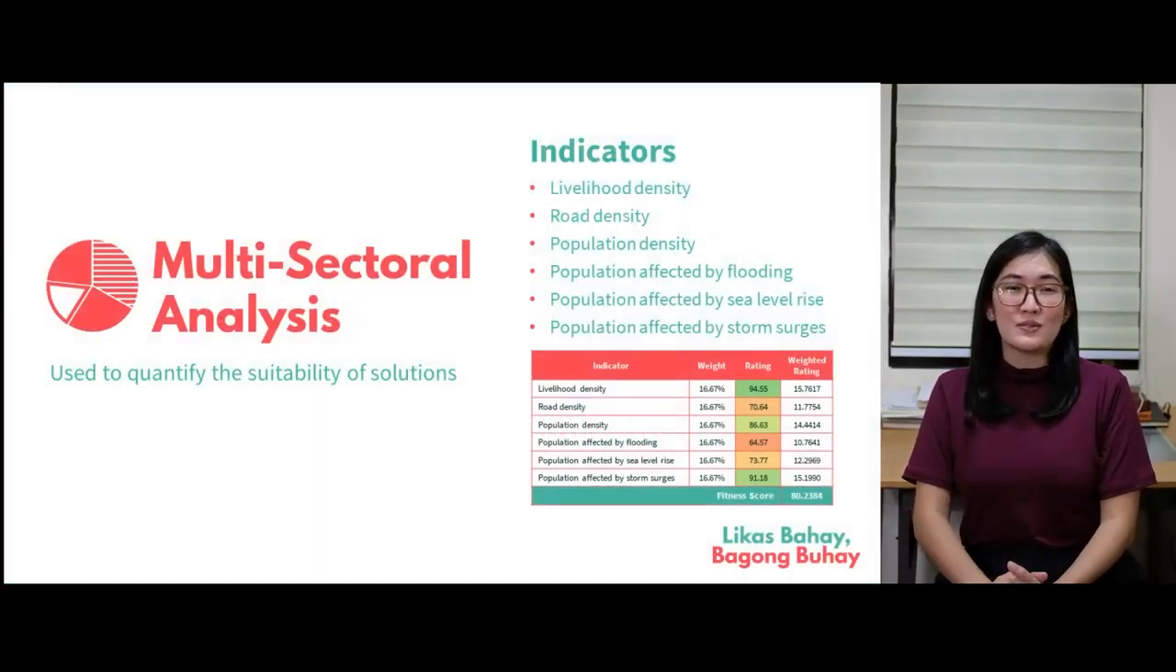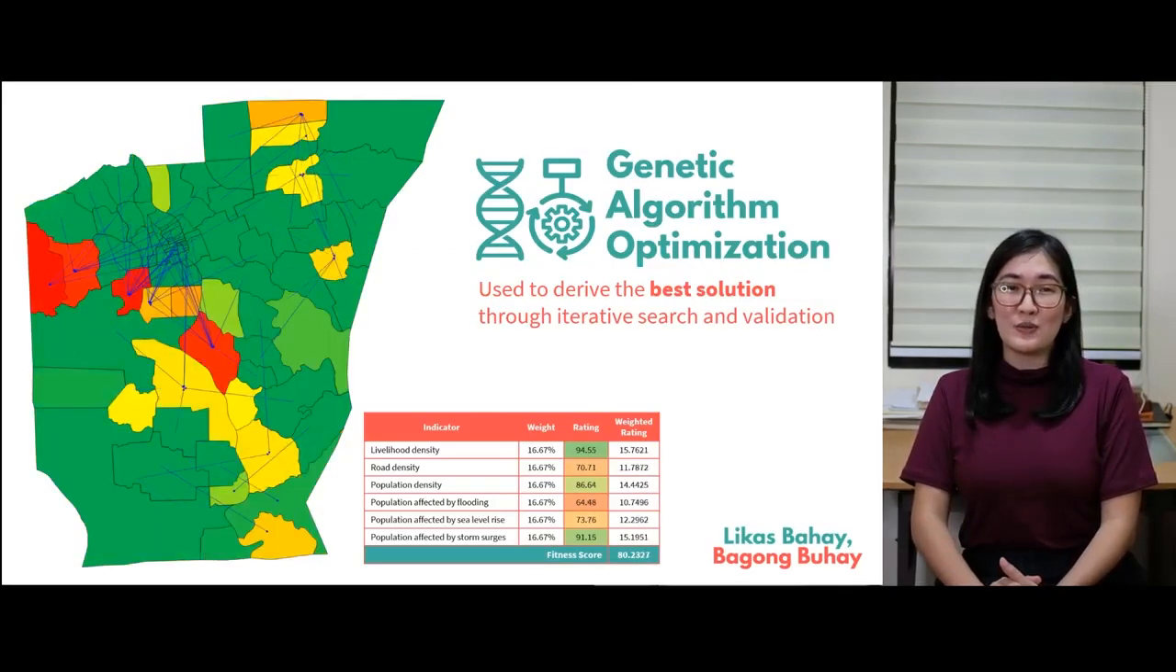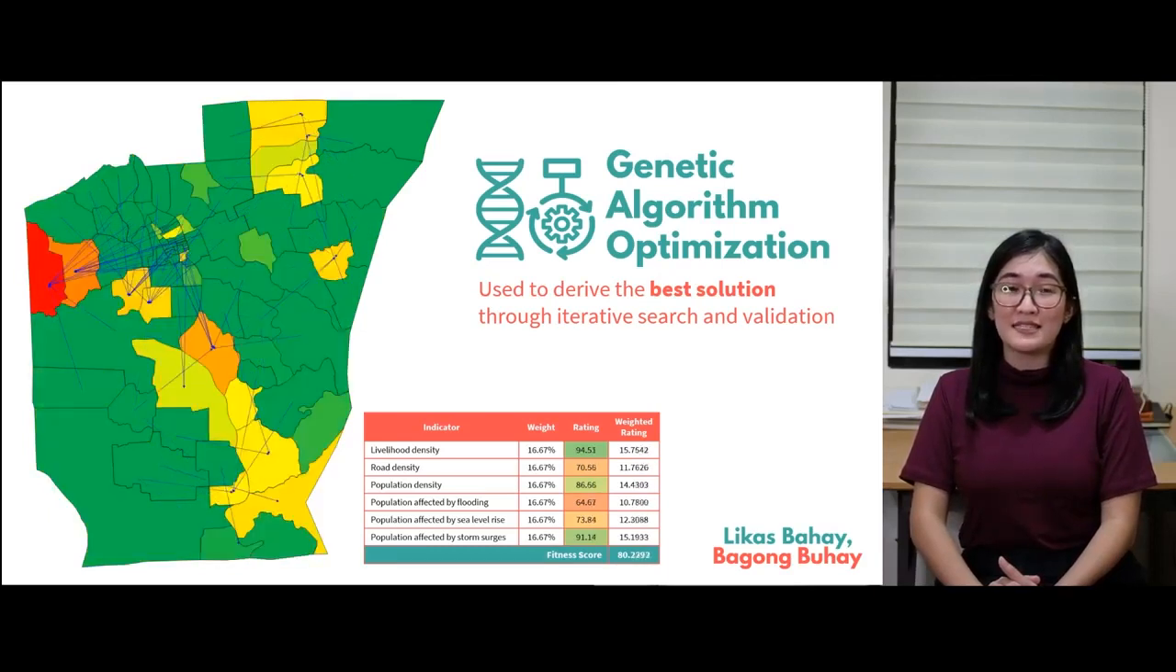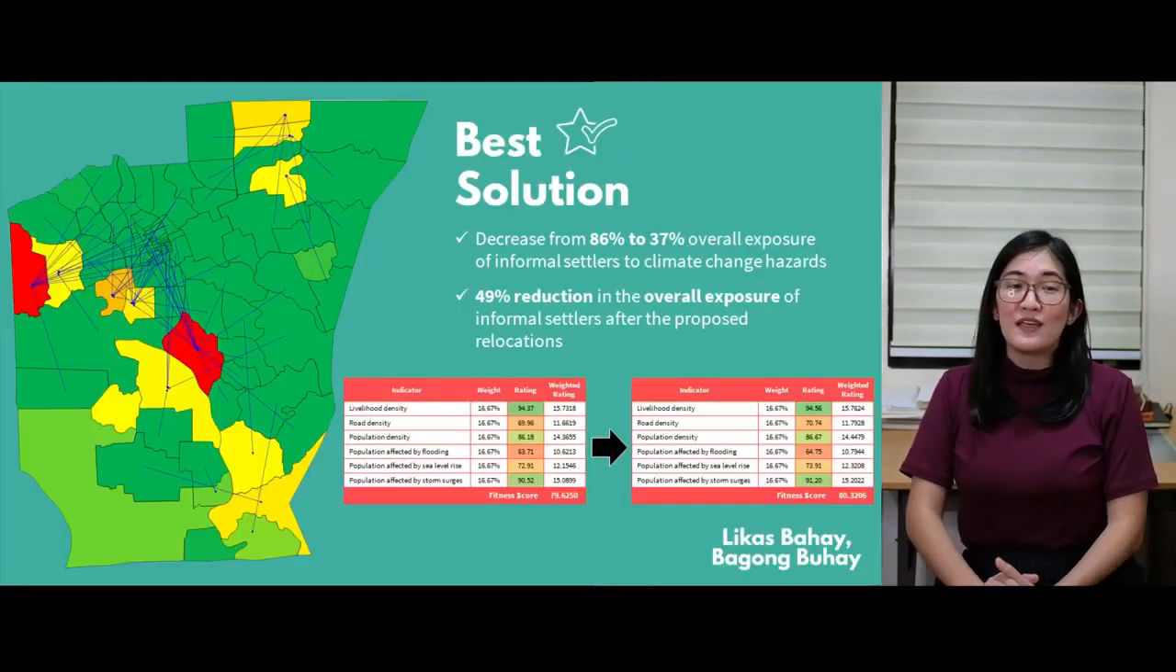Multisectoral analysis was used to quantify the suitability of solutions, to be able to compare them with one another based on 6 indicators, while genetic algorithm optimization was employed to systematically generate a set of solutions and then select one and improve on it in order to derive the best solution, thus showing a 49% reduction after the proposed relocations.